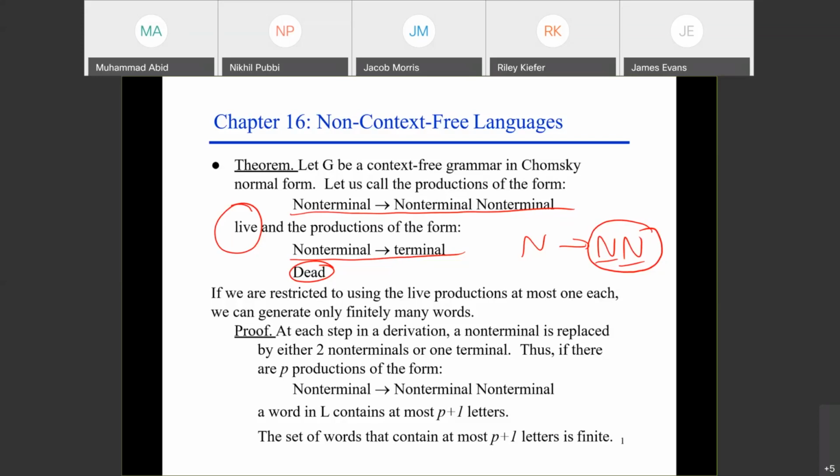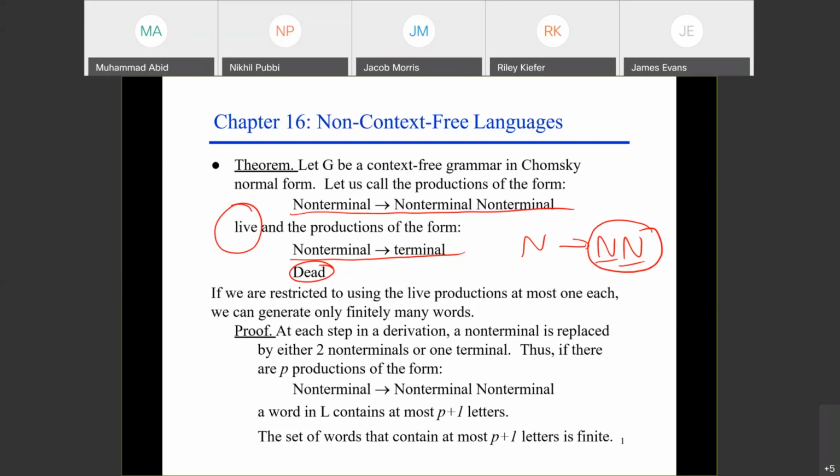So we can generate only finitely many words. You will not be able to generate infinite words, because once you generate one word and you only use one production rule one time, then for the next word you are not allowed to use any used production rule. So at some stage all your live production rules will be finished and you will not be able to generate any new word. So this is what it means. It says that we can generate only finitely many words.